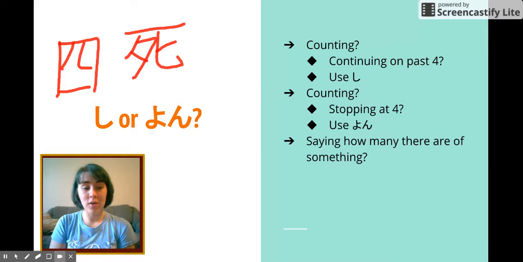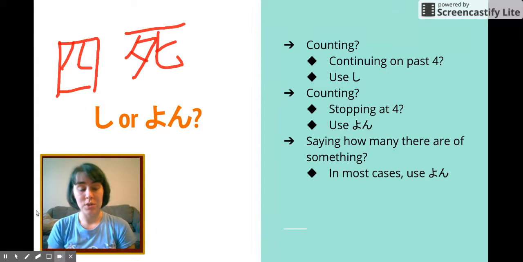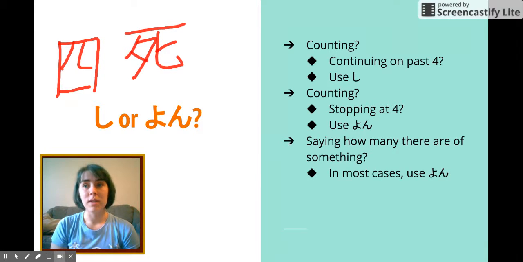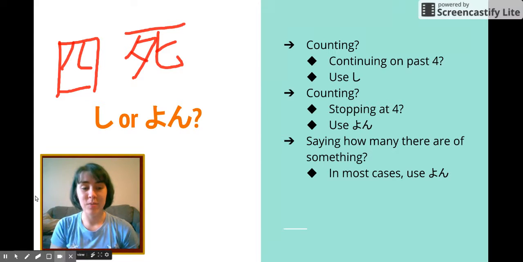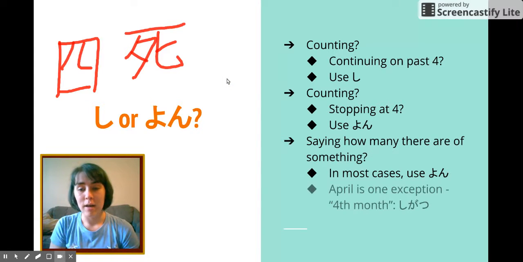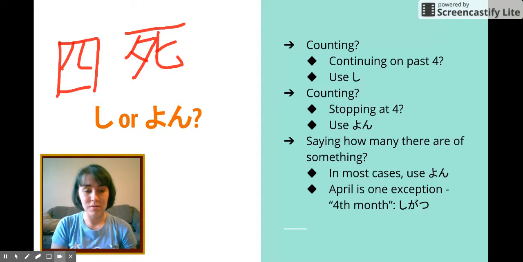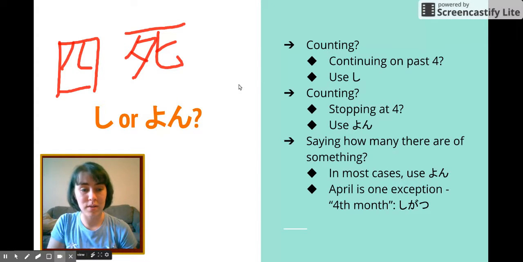Are you saying how many there are of something? You're going to use yon, because you don't want it to sound like you might be saying death cats instead of 4 cats, for example. That connection with these kanji here is pretty strong with the number 4. April is an exception. April is shigatsu, not yongatsu. But we'll get to months later. But just want to point that out now.